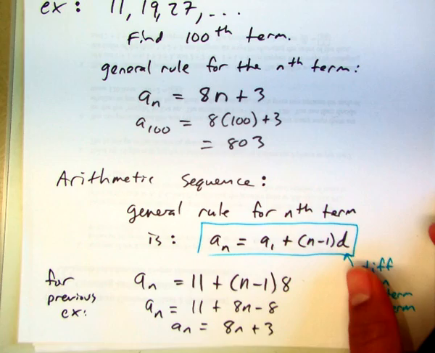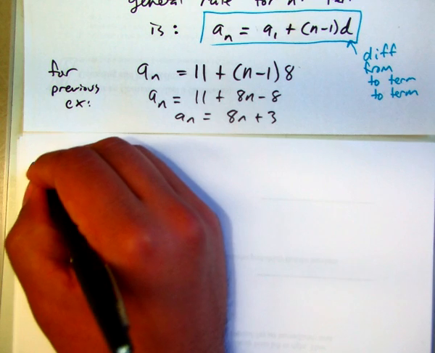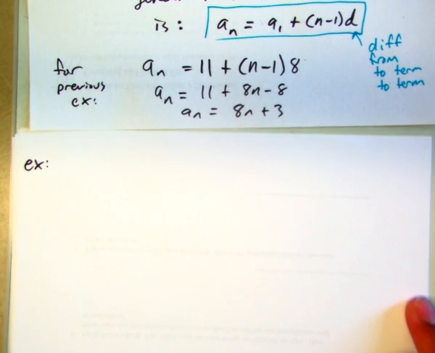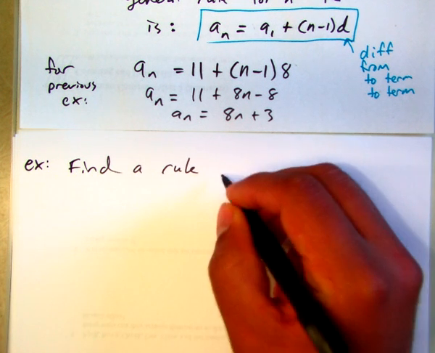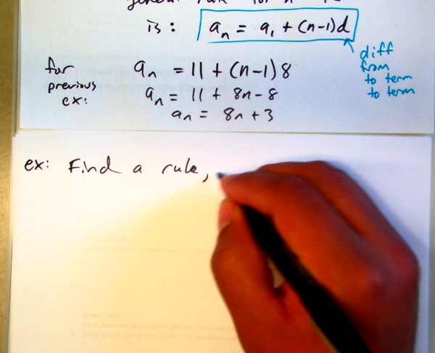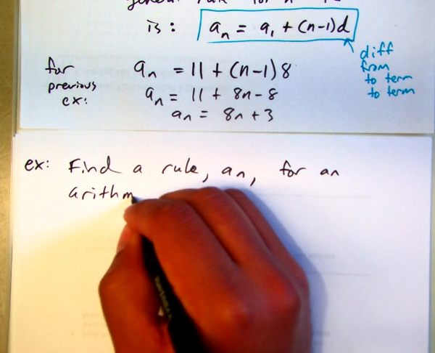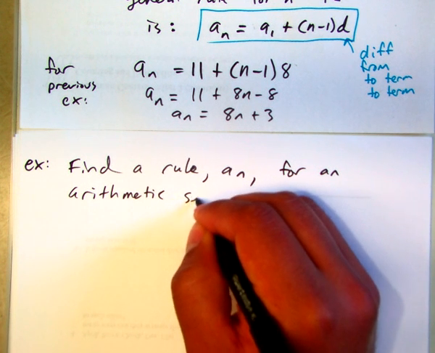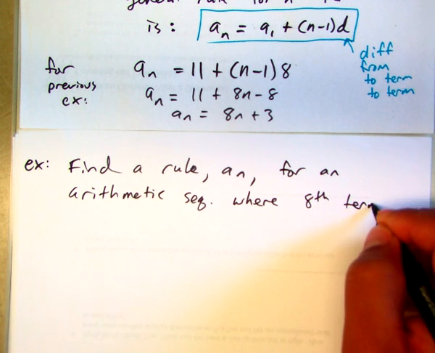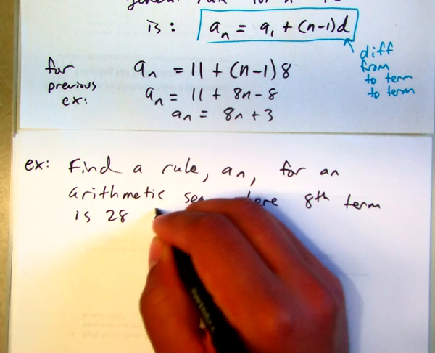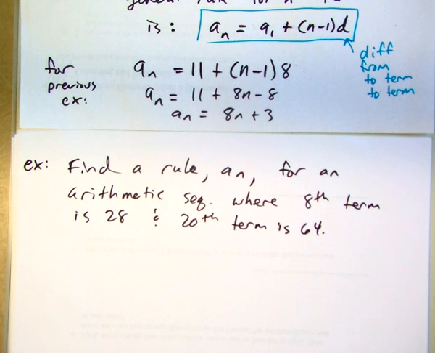So now we'll just do a couple of examples where you work with the formula. For instance, find a rule a sub n for an arithmetic sequence where the 8th term is 28 and the 20th term is 64. Okay.